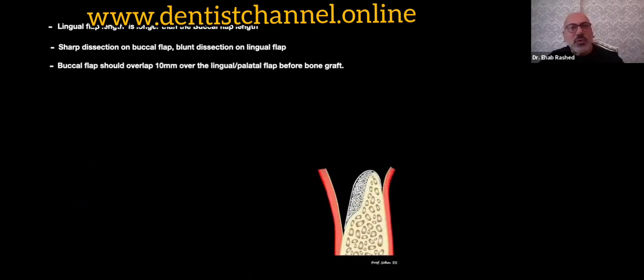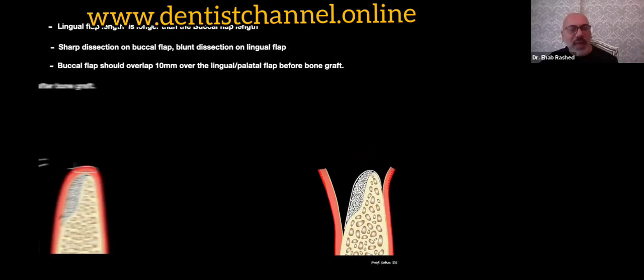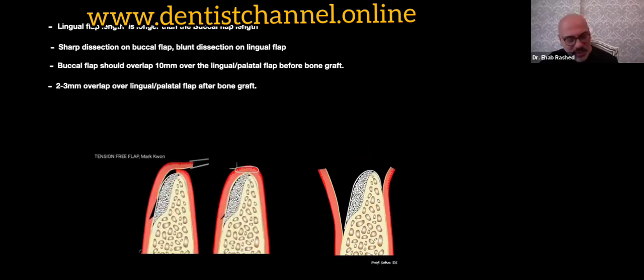Also, one important thing, when you do a flap, before you even graft, you have to make sure that the flap, when you close it here, will overextend by 10 millimeters over the lingual or the palatal flap. So before I put any bone graft at the site, I have to make sure that this flap can extend to the other side by 10 millimeters. And also we have to understand that after placing the bone graft at the site, the margin of the flap should extend at least 2 to 3 millimeters over the buccal flap. This is something very important that will give us an indication of how much we released and if we released it in a proper way or not.